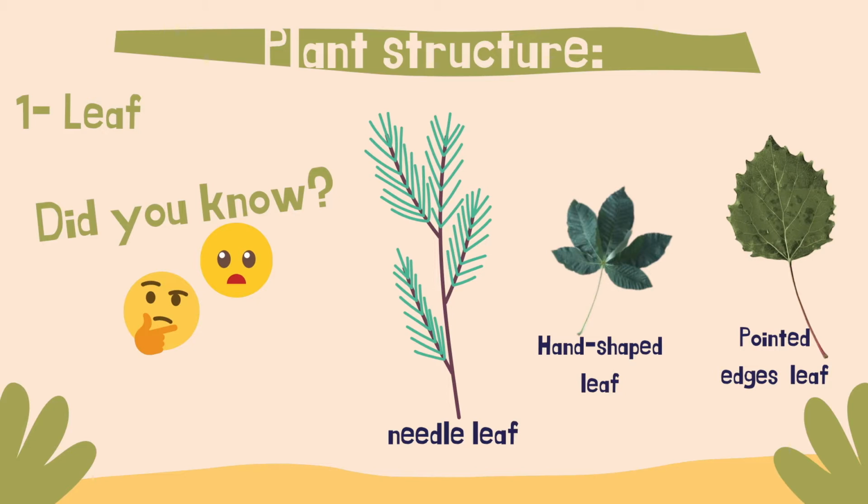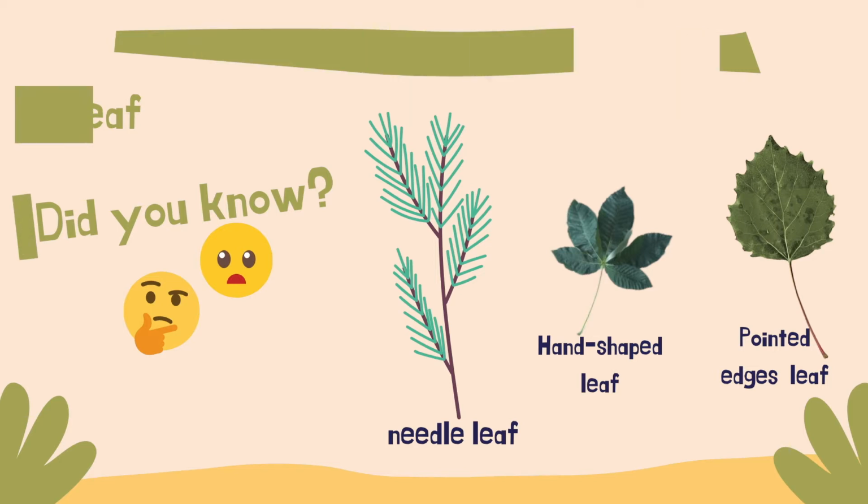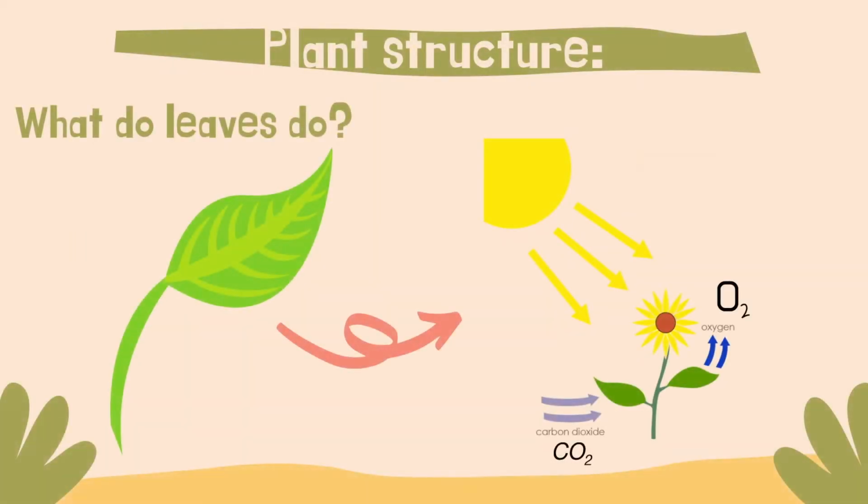The first one is the leaf. Did you know that there are a lot of different types of leaves? Some of them look like needles, and others are hand-shaped. And even some of them are pointed. Isn't that interesting? But you might be wondering, what do leaves do? Why do plants have leaves? Well, let me tell you.